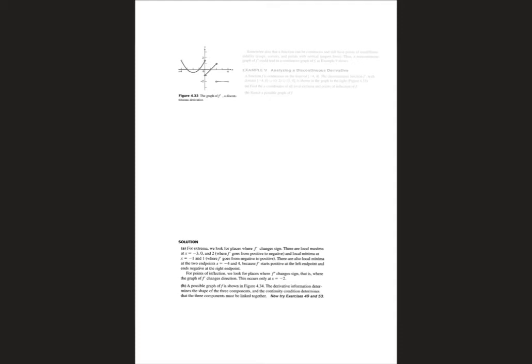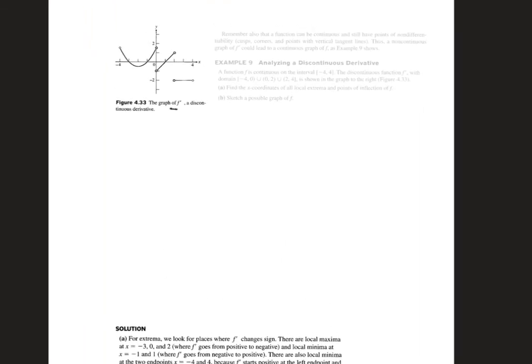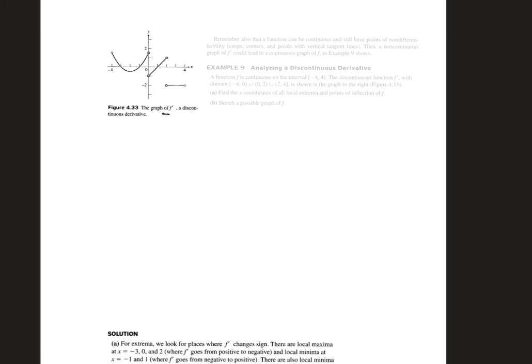Here we go. So now we're told here, this is again the graph of f prime. I'm going to blow that up a little bit. And so here we see a discontinuous f prime, but we're told that it's going to be a continuous function f. So our function here is still continuous. And we're going to find the x-coordinates of all local extrema and also points of inflection.